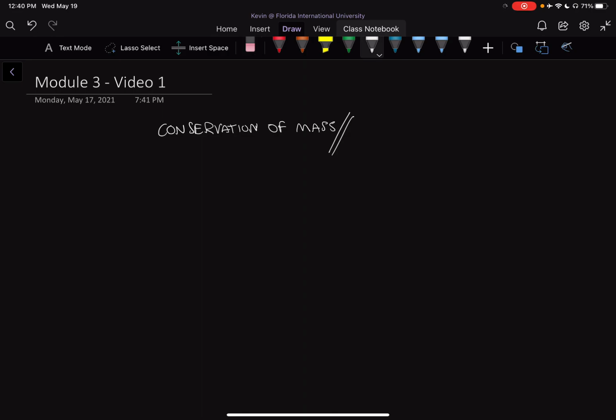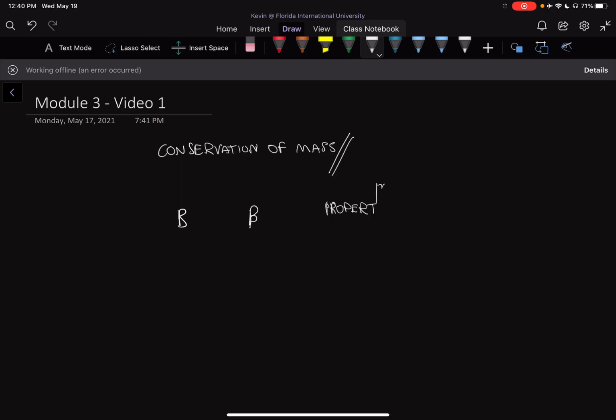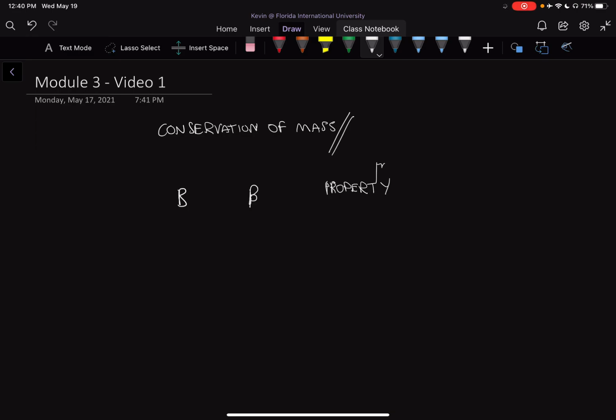So we remember that Reynolds transport theorem had a term B and a term beta that could be replaced by any property. So for conservation of mass, what we're going to say is that B is equal to M and beta is equal to dm over dm. Okay, that's the definition of beta. Beta was just the property dB over dm, which turns out to be dm over dm. So we can say that beta, in this case, for conservation of mass, would just be equal to 1.